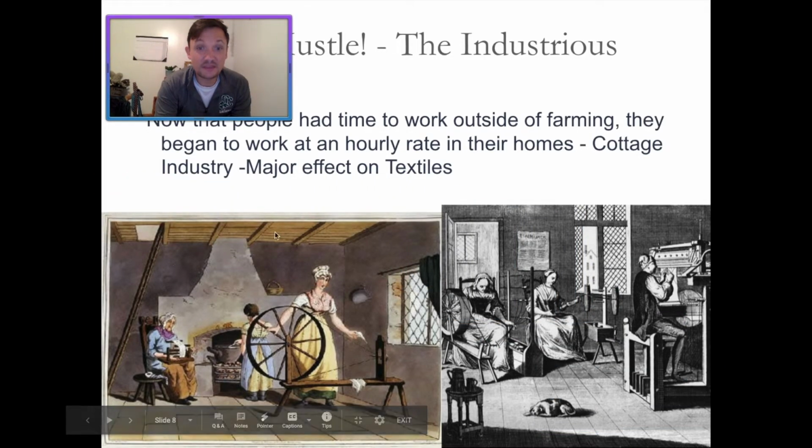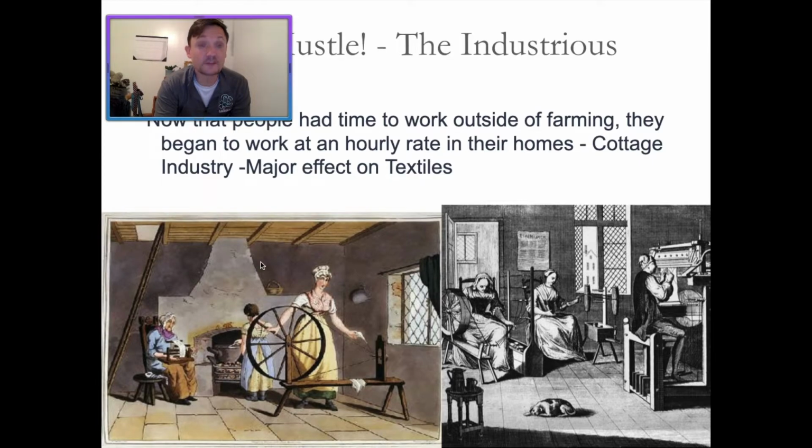But look, this right here is a group of spinners, right? Those are women spinning thread. Now, some of your moms and dads might have heard the old adage about old spinsters, or those women spinning a yarn, right? Talking about them gossiping. That's an old thing that comes from this period, because a lot of widows or older women could spin thread for an hourly rate following the agricultural revolution.